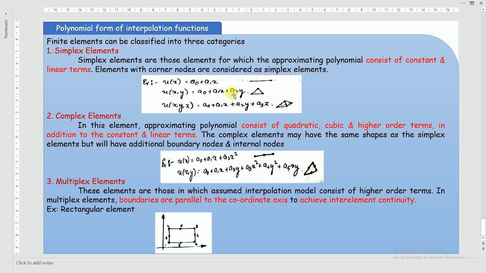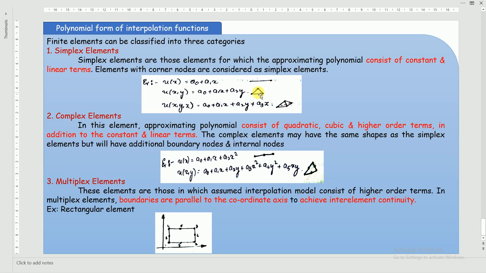For these simplex elements, using these equations we will derive the shape functions. These shape functions are used to find the displacement anywhere in the element. You will find the displacement at these corner nodes, but in order to find the displacement anywhere between them in the element, we simplify those and find what the shape functions are for the given element. Those shape functions will give you the displacement variation over the element. Those derivations are there.